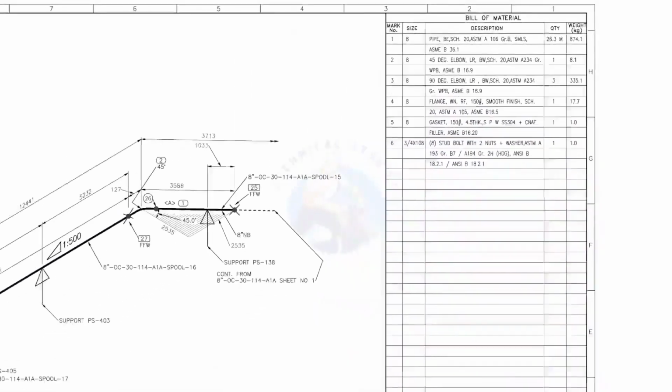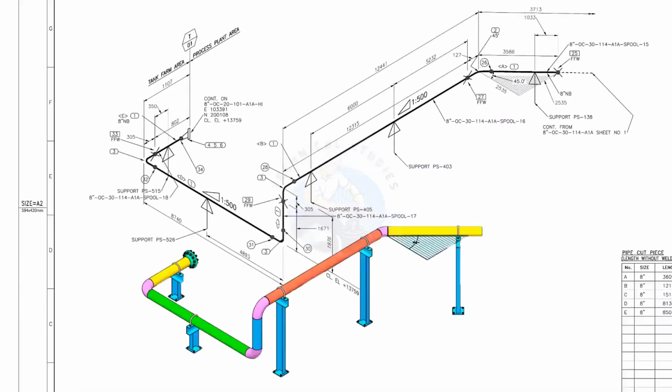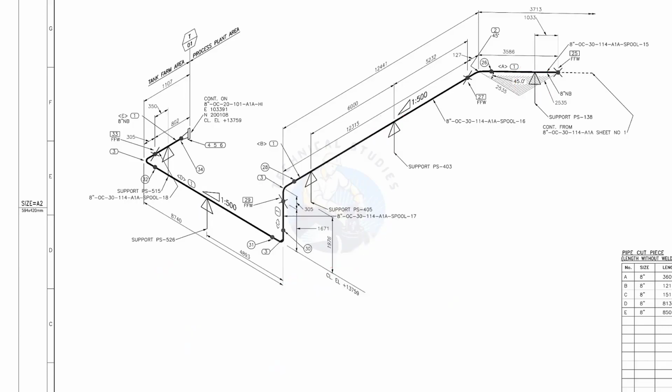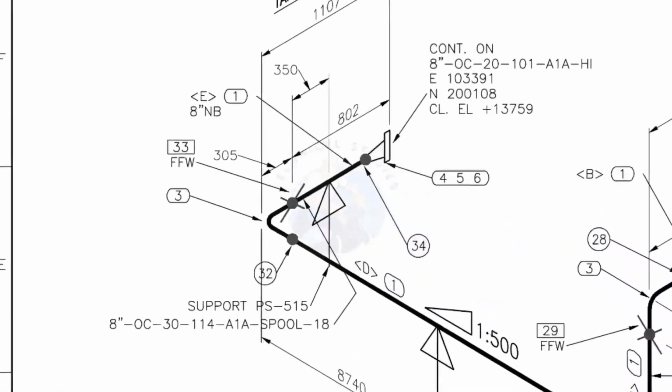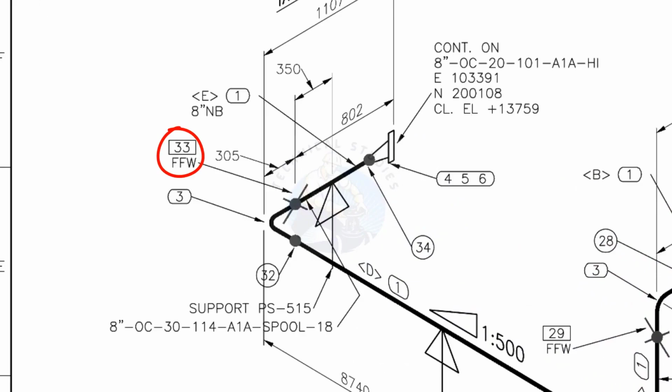Let us go to the drawing. There are 5 supports in this piping. See the field fit-up weld sign. You need to add extra 150 mm on this pipe.